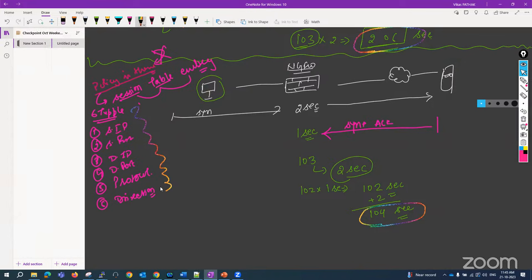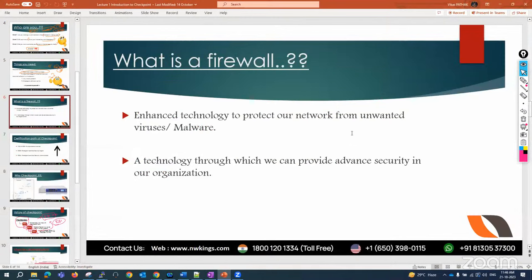Now we are able to answer. Right. Now you know what the six tuple information is that the firewall maintains in the session table, right? But in the traditional firewall, there is no stateful inspection. Only the ACL you can create. That's all. Understood this or not, everyone? Understood. Okay. So if you understood, that means you understood the next generation firewall.